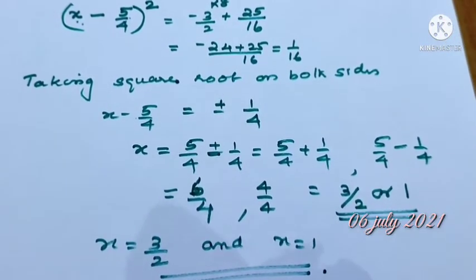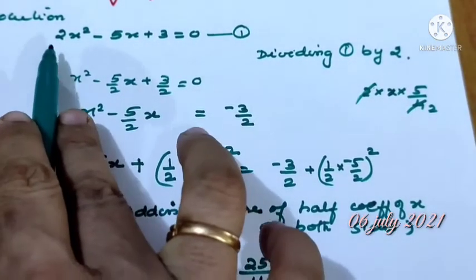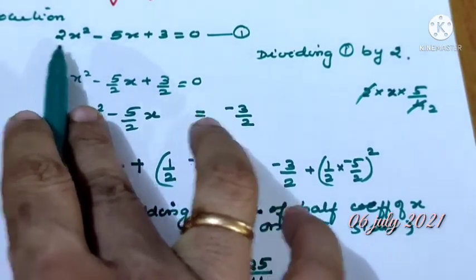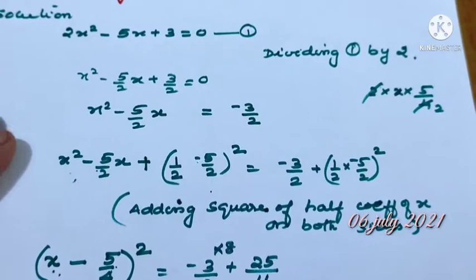So three steps are there. What is the first step? We have to check whether the coefficient of x square is 1 or not. If it is not 1, divide with the same number. Here the coefficient of x square is 2, so we are dividing with 2 only.